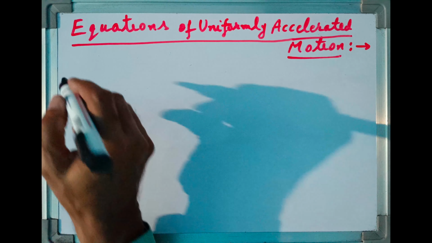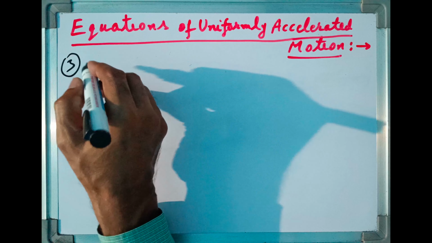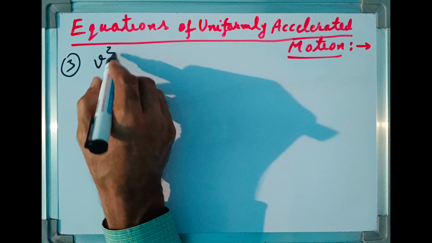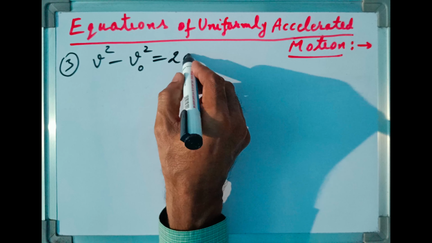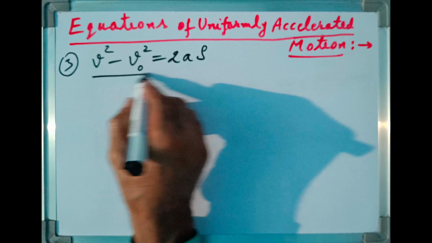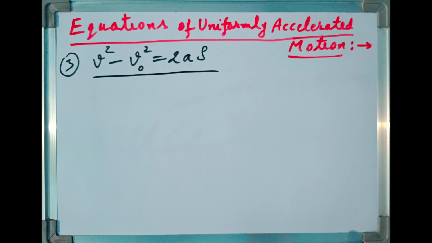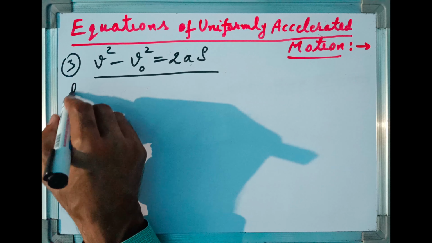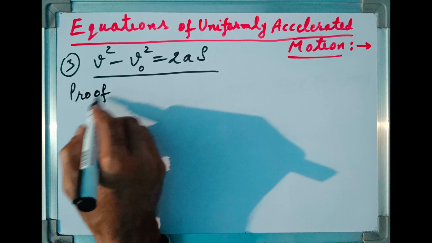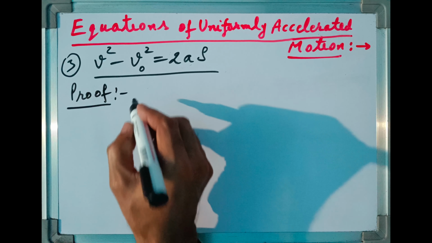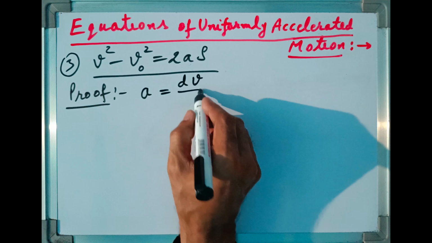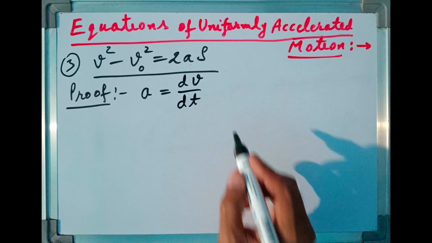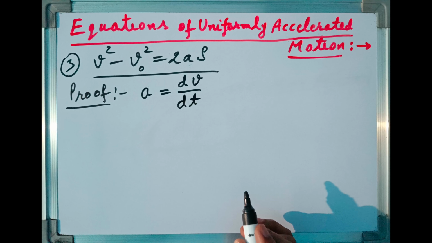Now let me take the case of equation number 3, that is v square minus v naught square equal to 2as, where symbols again have the same meaning as discussed in earlier two cases. For proving this equation, let me consider the definition of acceleration, that is equal to rate of change of speed with respect to time. a is equal to dv by dt.